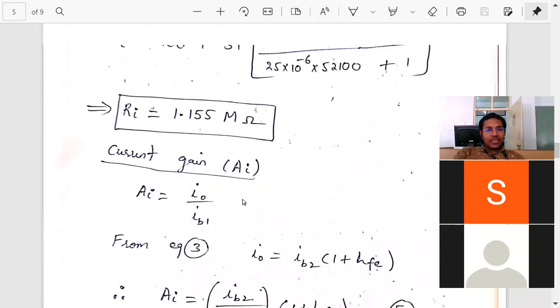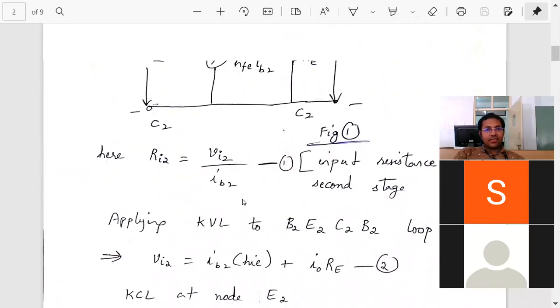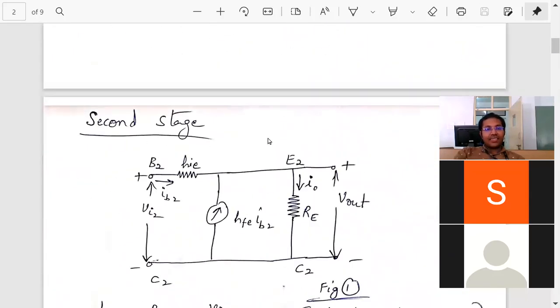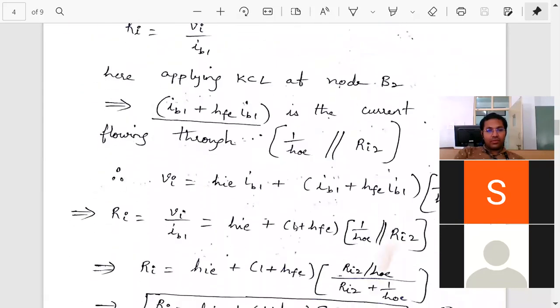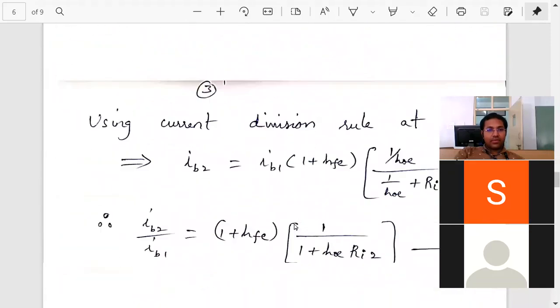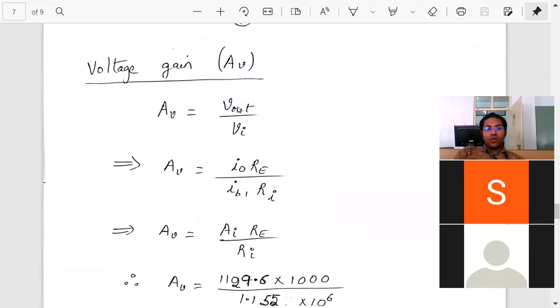Where is my second stage? Okay, second stage. Output means here, what is output? I naught into RE. I naught into RE is my V out.